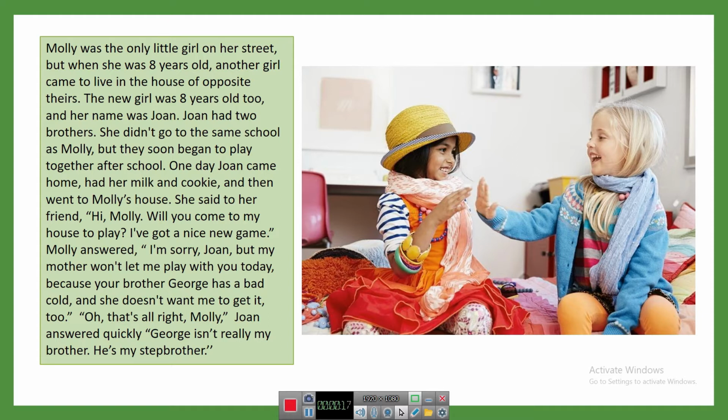Molly was the only little girl on her street, but when she was 8 years old, another girl came to live in the house opposite theirs. The new girl was 8 years old too, and her name was Joan. Joan had 2 brothers. She didn't go to the same school as Molly, but they soon began to play together after school.